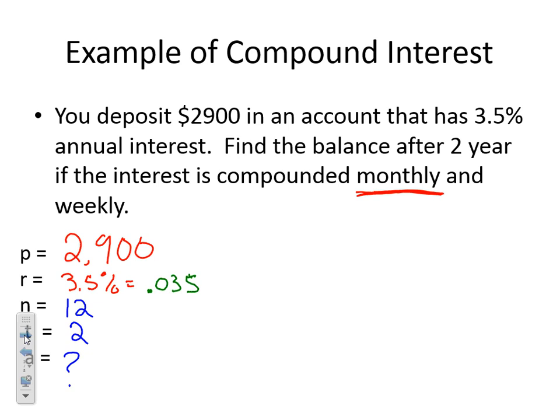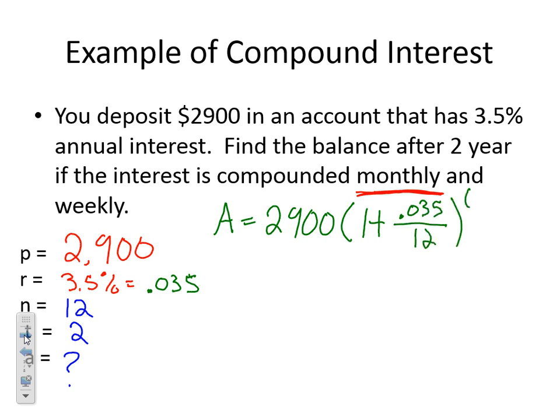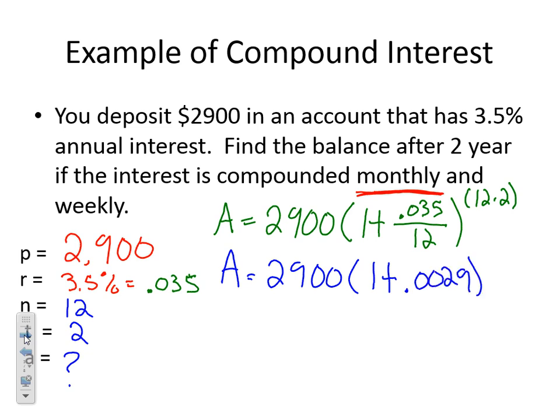So now we're going to plug it in to our equation. So we have A equals 2,900 times the quantity 1 plus 0.035 all over 12, and this is all to the power of 12 times 2. Now we're just going to simplify a few things here. So A equals 2,900 times the quantity 1 plus, when we divide this, we're going to get 0.0029, and then we're going to take it to the 24th power.